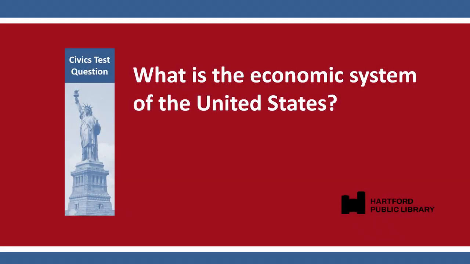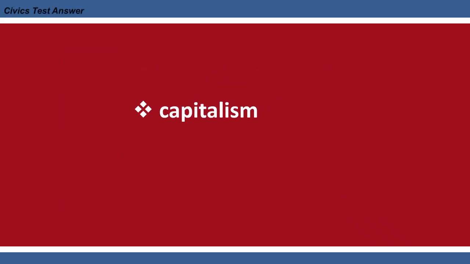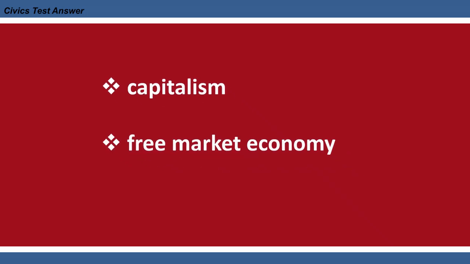Civics test question. What is the economic system of the United States? Capitalism. The United States has a capitalist economy, or a free market economy.